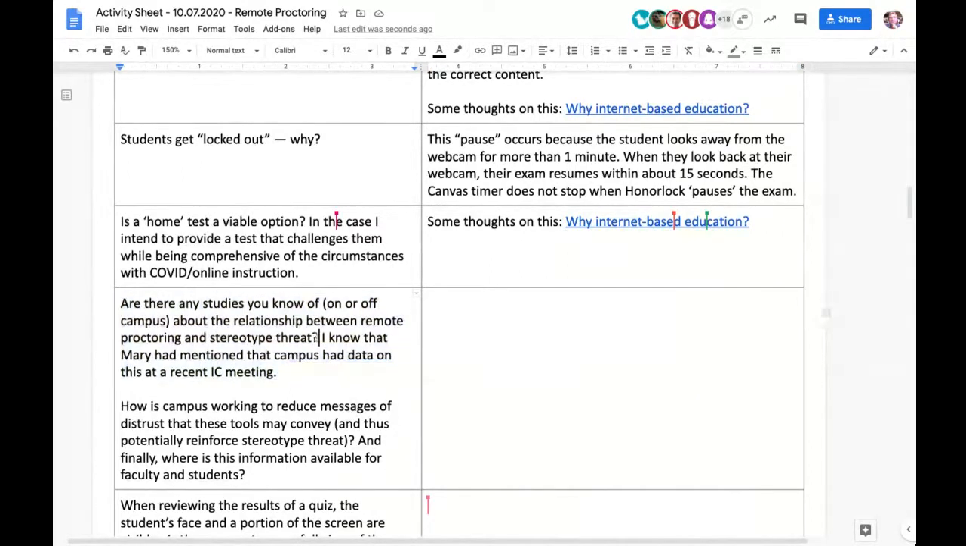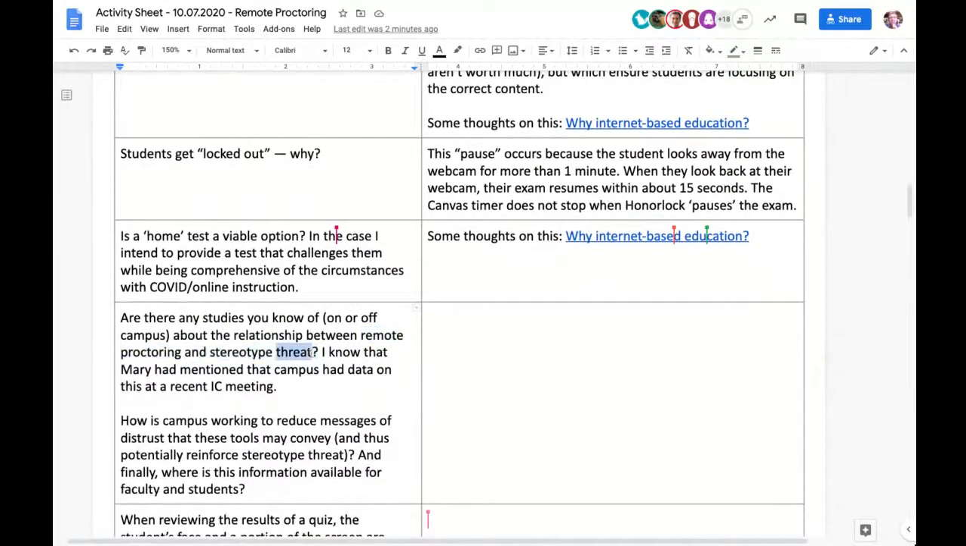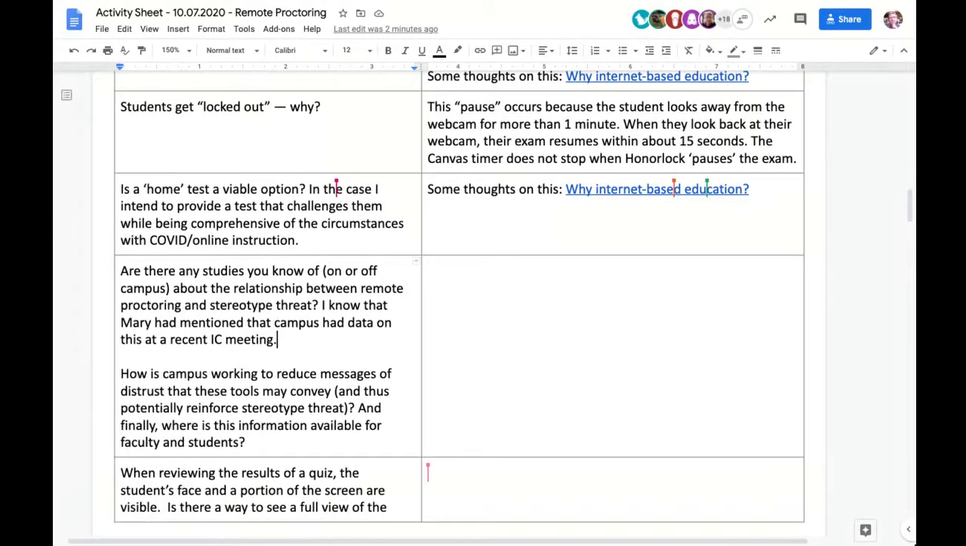All right, stereotype threat and remote proctoring. Good question. We addressed that a little bit. Well, we addressed a related issue, but stereotype threat is actually not one that we've talked about. I want to reemphasize... Oh, Mary had mentioned that campus had data on this. Mary? I don't remember mentioning that in an IC meeting, so we can talk offline about that. I saw that and I'm happy to reach out, but if we do, I'm not aware of it, but I can talk about how we are messaging the tools, which is the second part of that question.